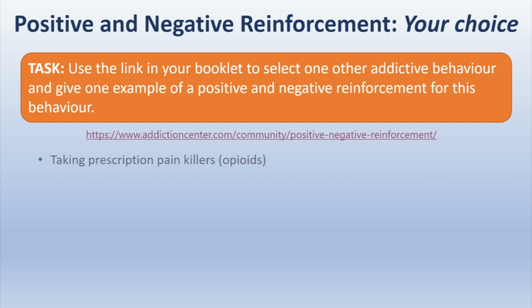So another example here is taking prescription painkillers. We're not just talking about paracetamol or ibuprofen, we're talking about actually taking strong painkillers which are prescribed by your doctor. Sometimes they're known as opioids. They are part of the same family as heroin and things like that. But that doesn't mean if you're prescribed them, you're a heroin user. It just means that they are the same sort of family, and they are highly addictive. So you need to be really careful if you are taking them.